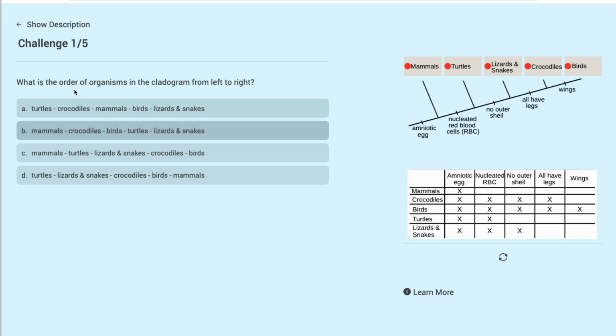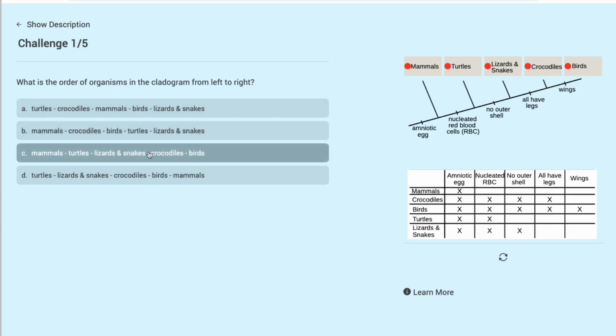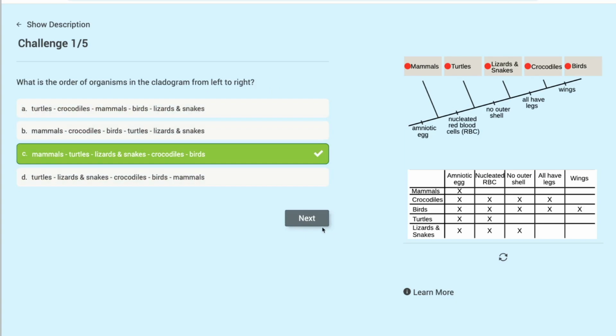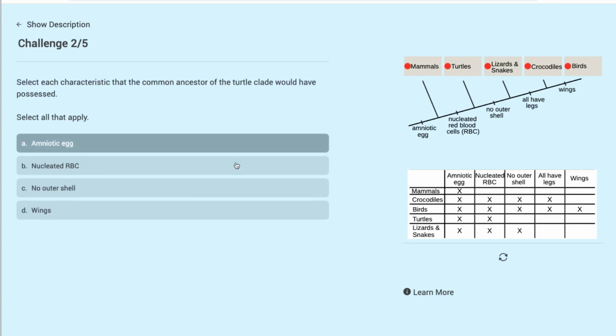So question number one is, what is the order of organisms in the cladogram from left to right? It's going to be the one that says mammals, then turtles, lizards and snakes, crocodiles, and birds. That is correct. Select each characteristic that the common ancestor of the turtle clade would have possessed. The common ancestor of the turtle clade would be down here where this branch meets the main line. And that would have nucleated red blood cells and an amniotic egg. So we'll select both of those.